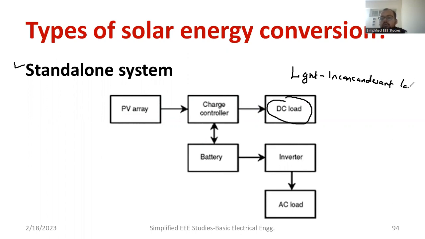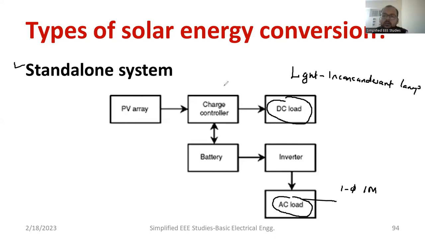Incandescent lamp is an example of a DC load. Similarly, if I talk about an AC load, for example, we can say a single phase induction motor. A single phase induction motor is an AC load because we can use the induction motor in your ceiling fan. Now, you can operate the load independently. That is a specialty of a standalone system.